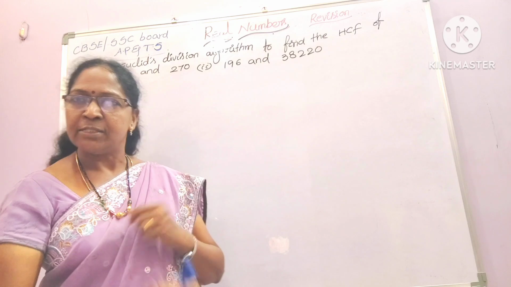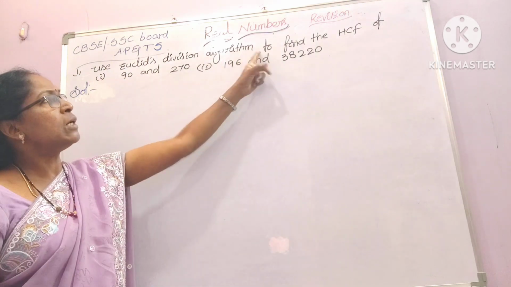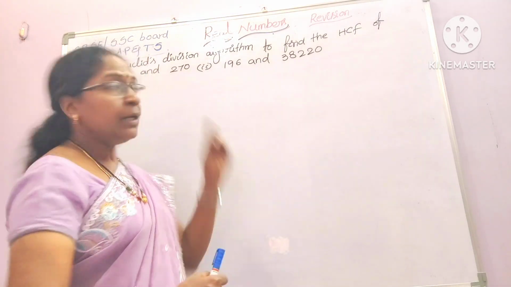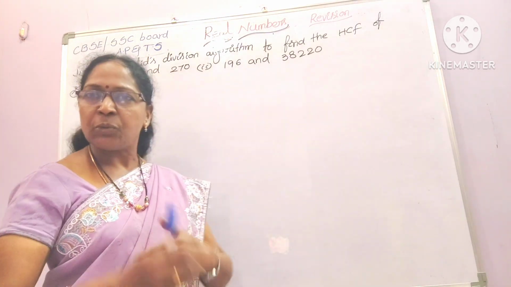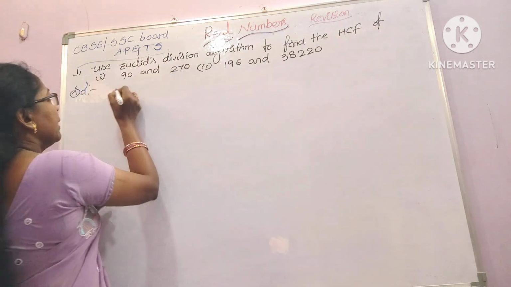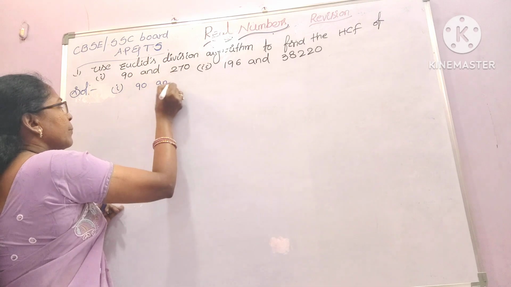Now we will discuss one by one. The first one is using Euclid's division algorithm to find the HCF of the given numbers. Here two problems I have written. Those two were already repeated in the public exams. First one is 90 and 270. Now consider the first one, 90 and 270.